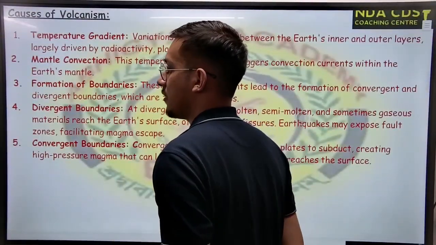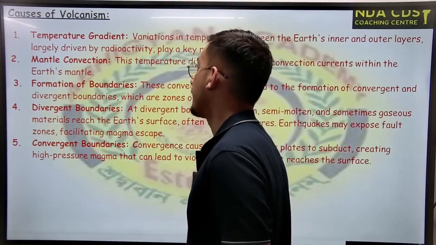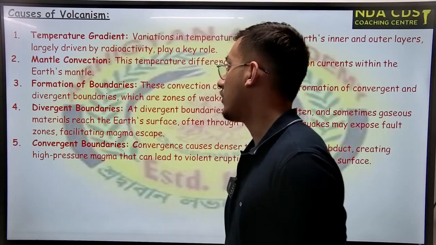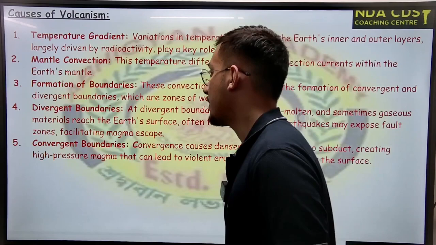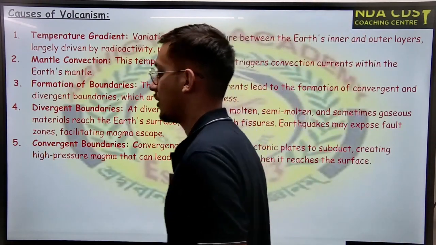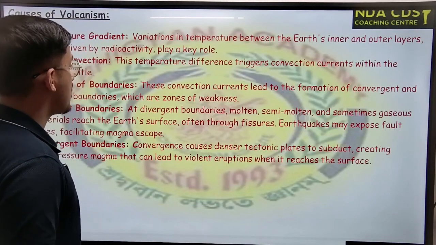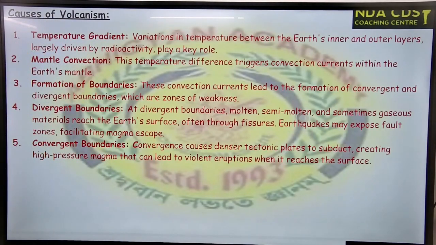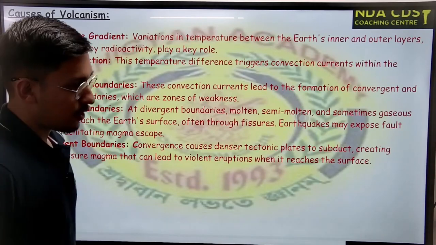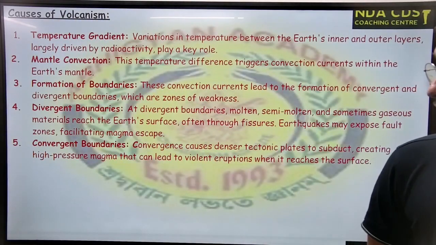Now we have causes of volcanism. So, the causes are temperature gradient, mantle convection, formation of boundaries, divergent boundaries, and convergent boundaries. So, what is temperature gradient? It is basically the variation in temperature between Earth's inner and outer layers. Then, mantle convection, it's the temperature difference which causes convection currents. Formation of boundary, that's basically your convergent and divergent boundaries.